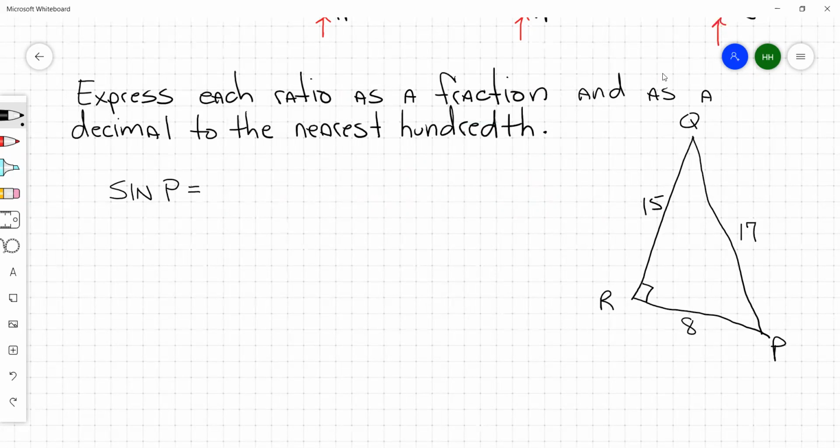So the acronym was SOHCAHTOA. Sine of P. Sine equals opposite side over hypotenuse. So the sine of angle P, you look at angle P, which is right here. The side opposite of P is 15. The hypotenuse of this triangle is the 17. And then you take 15 and divide it by 17. You get 0.88.